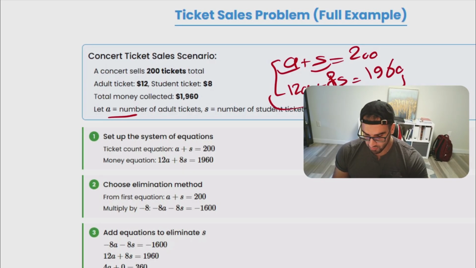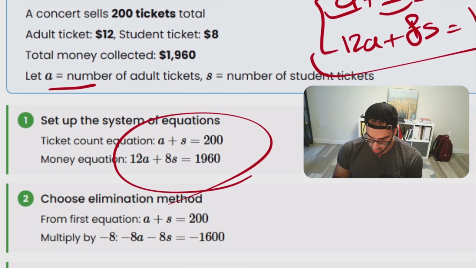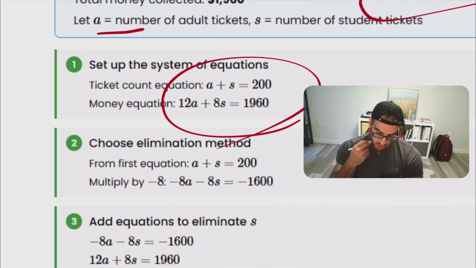Again, as you remember, I told you that not all of your variables are going to be X and Y. Sometimes it's going to be A and S. So at the end, I have these equations. When I look at them, I see that I can use the elimination method, or I can use the substitution method.